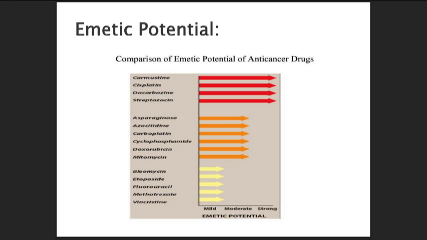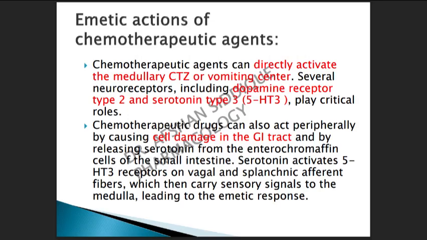We have to give antiemetics for that treatment. The emetic action of chemotherapeutic agents can occur due to the direct stimulation of the CTZ and vomiting center. Several neuroreceptors, including dopamine type 2 and serotonin type 3, play a critical role in the induction of emesis.